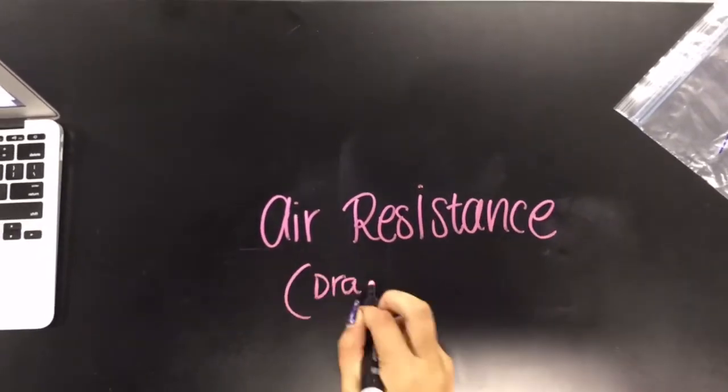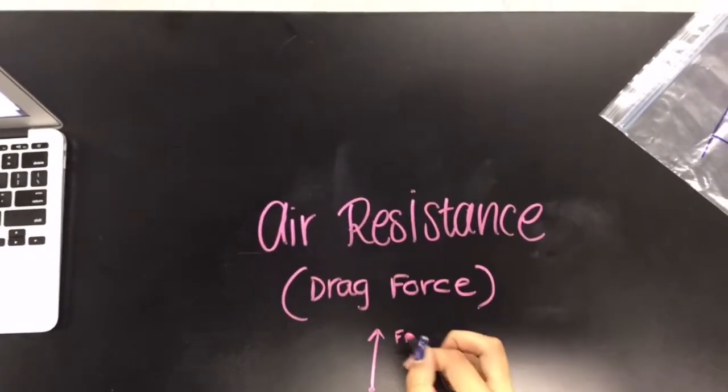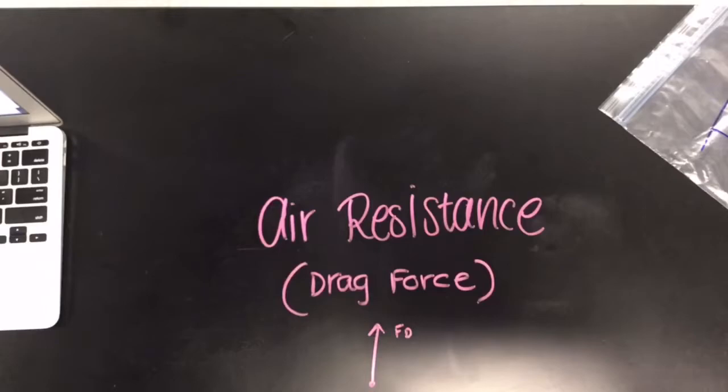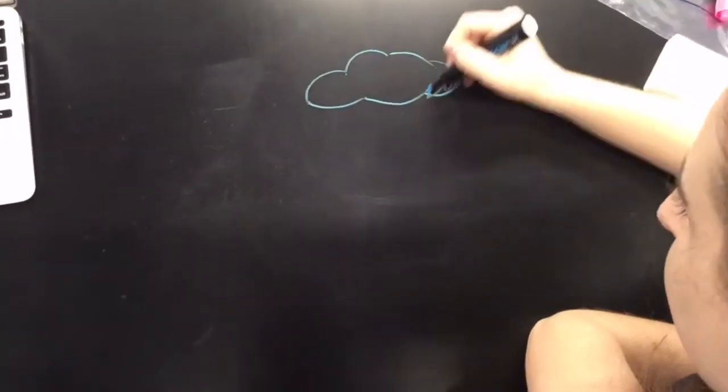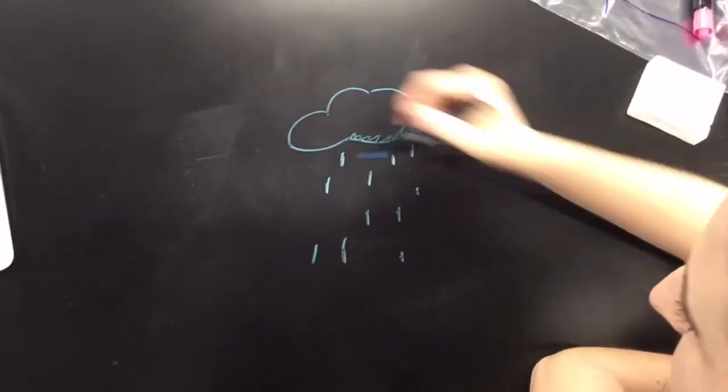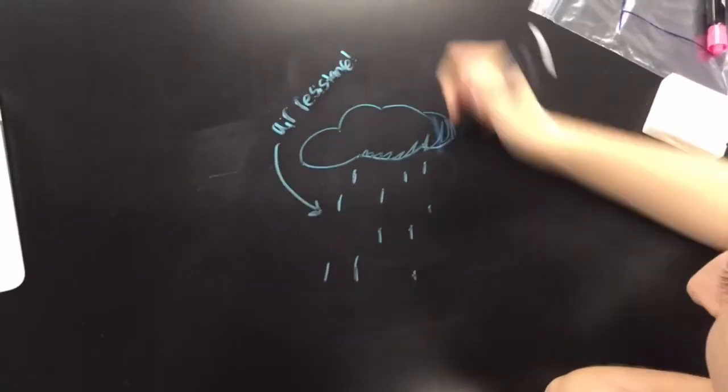Next is air resistance. Air resistance, also called drag force, is a force that acts upon raindrops as they fall through the air. Like friction force, the air resistance is always opposite from the motion. When it rains, the raindrops fall to the ground, but air resistance is pushing up on the drop of water.